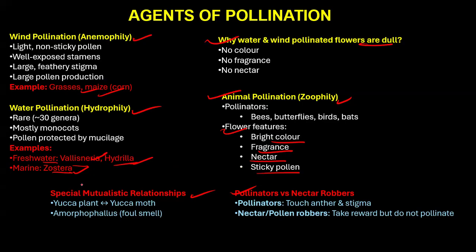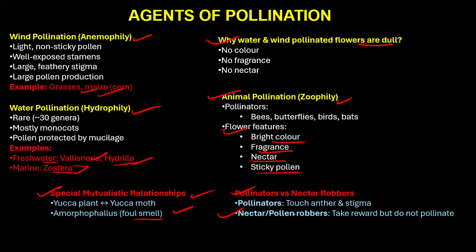Then there are special mutualistic relationships. This is very important. Yucca plant, yucca moth, and Amorphophallus, that is foul smell. In yucca, both plant and moth depend on each other for survival. Such a relationship is called mutualism. It's an obligate mutualism, so remember, obligate mutualism. Then you have one more case here. We are talking about pollinators versus nectar robbers. These two special cases are very important.